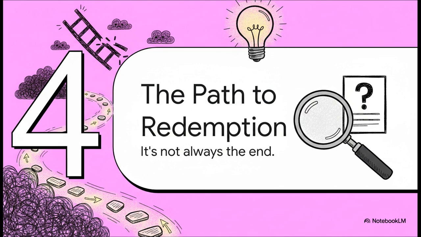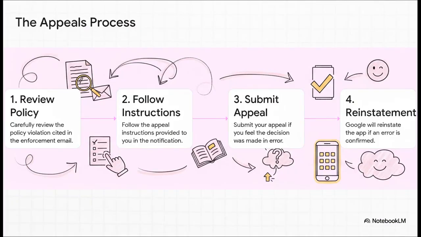I know, after looking at that ladder, things can feel a little grim. But look, getting an enforcement notice doesn't always have to be the end of the road. There is a path forward, especially if you think a mistake was made. And that path is the appeals process. The steps are pretty straightforward.